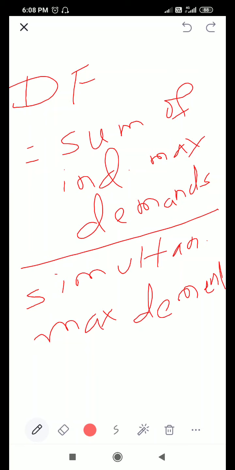This is the formula. Now, what does this formula tell you? What has it to do with power plant economics? Okay, I can mug up the formula, solve a numerical, get some marks, but that hardly helps in understanding the concepts. So, in order to understand the concept of diversity factor, I would consider a hypothetical case.